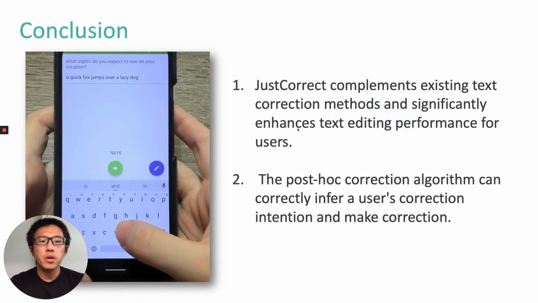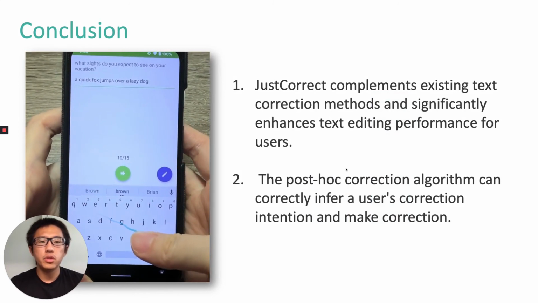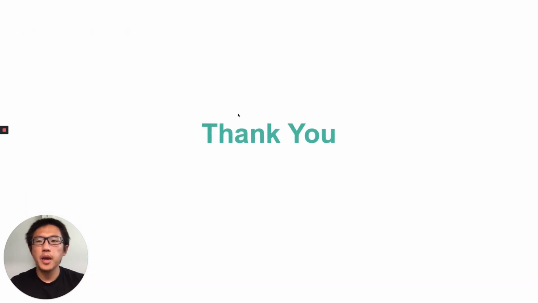In this paper, we designed the post-hoc autocorrection algorithm, which infers the user's correction intention based on the entered word and makes the correction. JustCorrect also complements the existing text correction methods and significantly enhances the text editing performance for the users. Please see the paper for more details.